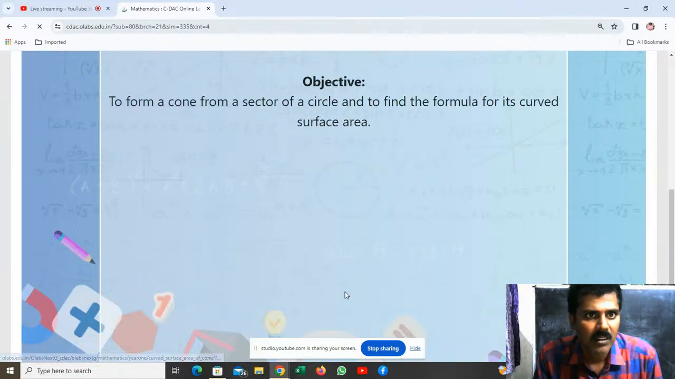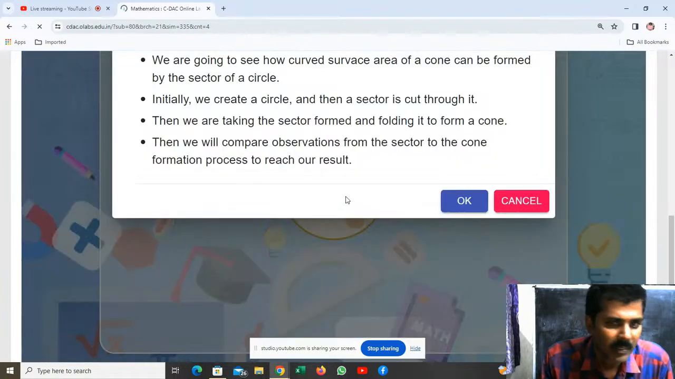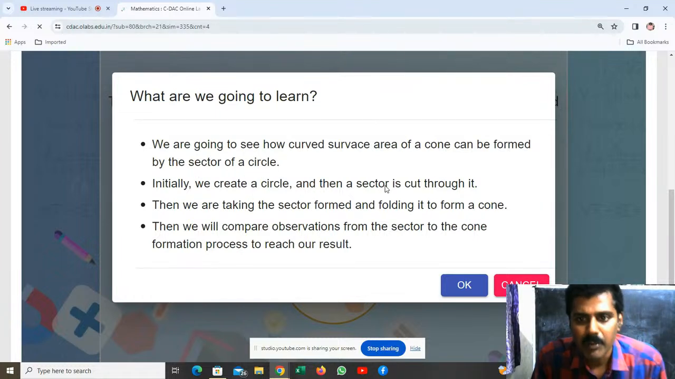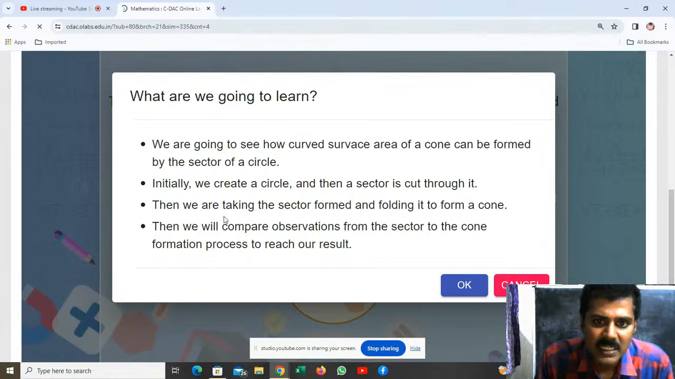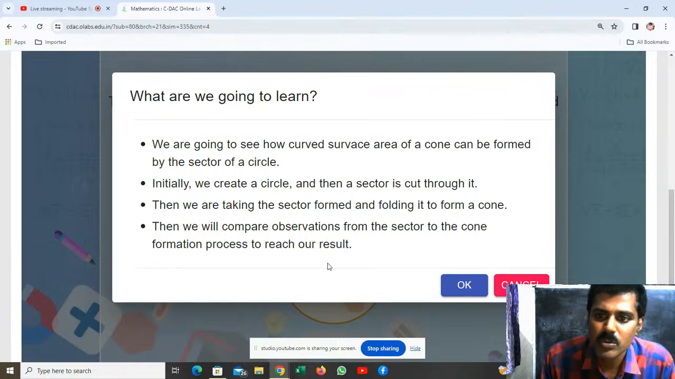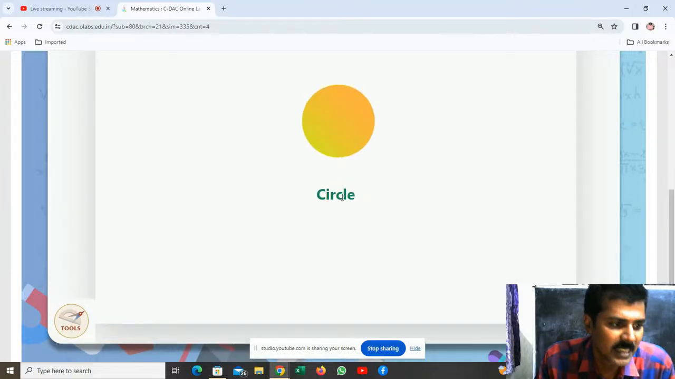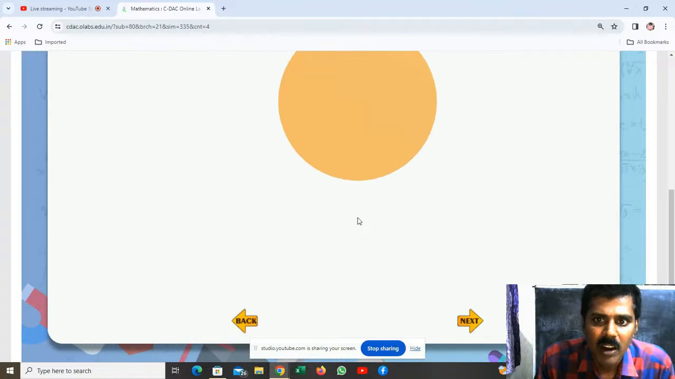First, what I have done is, we are going to see how the curved surface area of a cone can be formed from a sector of a circle. We will create a circle and cut out a sector from it, and take that sector and fold it to form a cone. Then we'll compare the observations from the sector to the cone formation process to reach our result. Step by step, I'll take a tool, that is the circle. I have taken the circle.